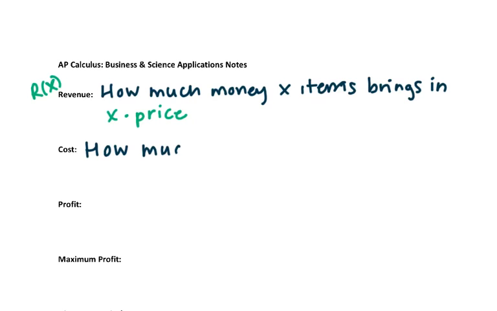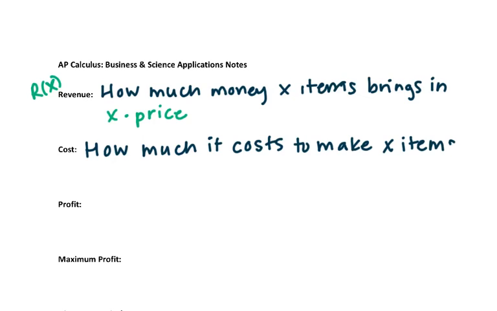And this is not really the best definition because I'm just going to say how much it costs to make X items. So not so much a definition as just explaining how these things are related. And of course, we often subtract cost from revenue when doing calculations for profit. And we'll use a capital C for cost.